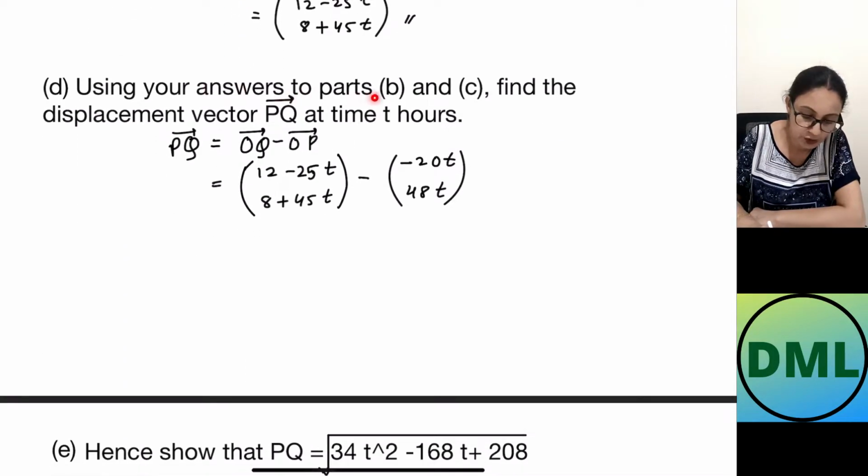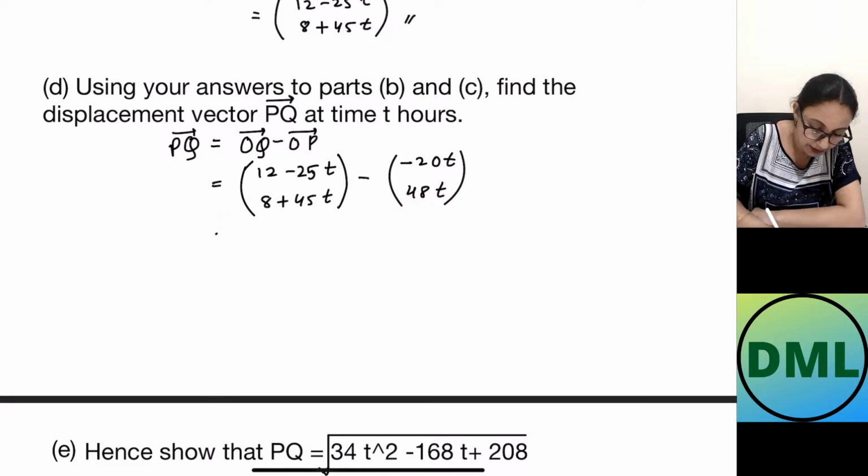Now, using your answers to parts B and C, find the displacement vector PQ at time t hours. The displacement PQ, written in position vector form, will be OQ minus OP, so the position vector of Q minus the position vector of P. The position vector of Q is (12 - 25t, 8 + 45t), minus the position vector of P, which is (-20t, 48t). Now I need to solve this.